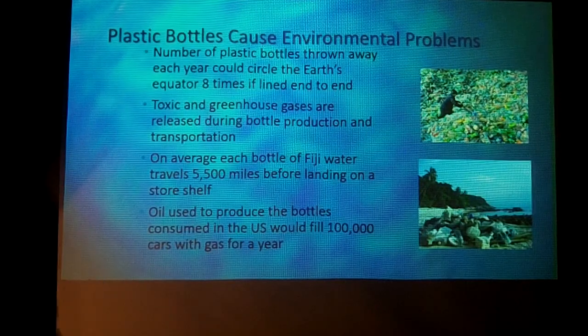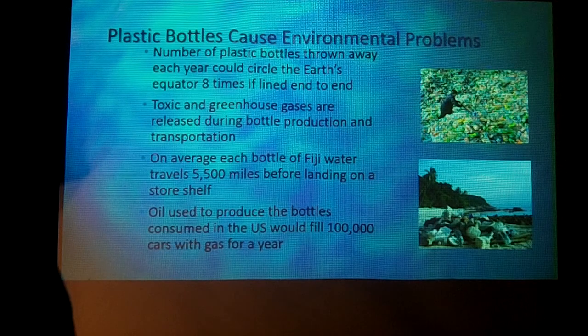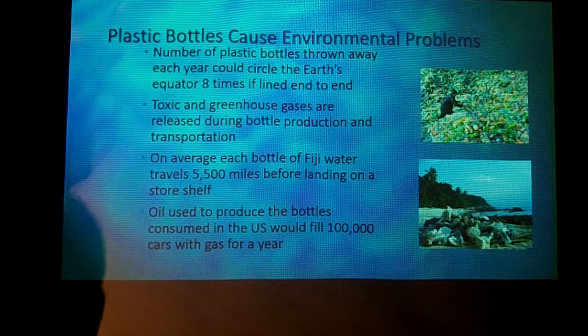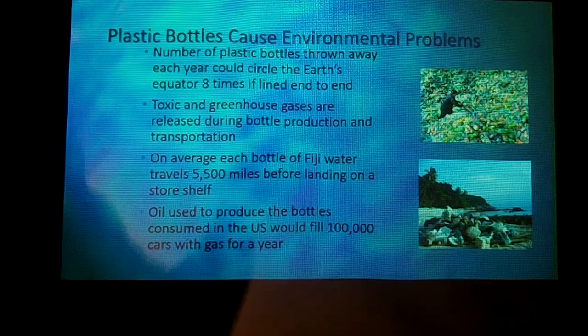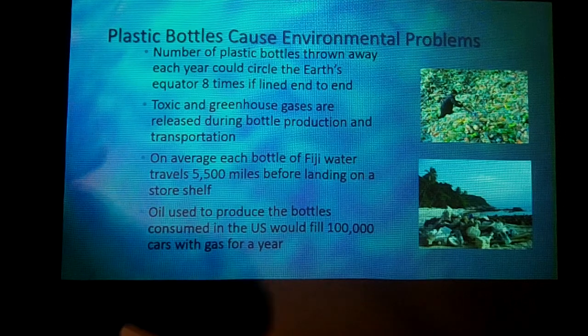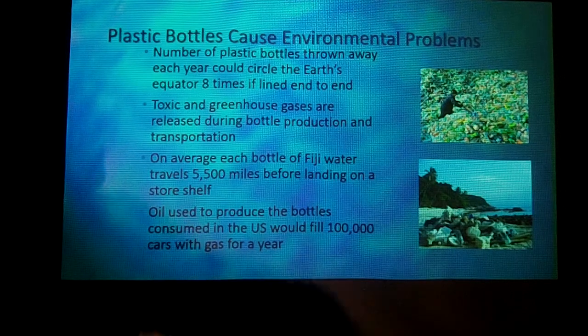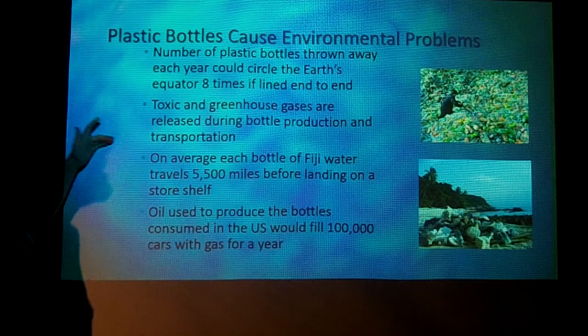And what's worse is these plastic bottles end up all over the world. Again, that Pacific Ocean garbage patch. The number of plastic bottles thrown away each year could circle the Earth's equator 8 times if lined end to end. Toxic and greenhouse gases are released during the bottle production and transportation. Again, these are petroleum-based products, so when they're being manufactured, they're releasing CO2. Then we have to use petroleum-based products to transport them everywhere.